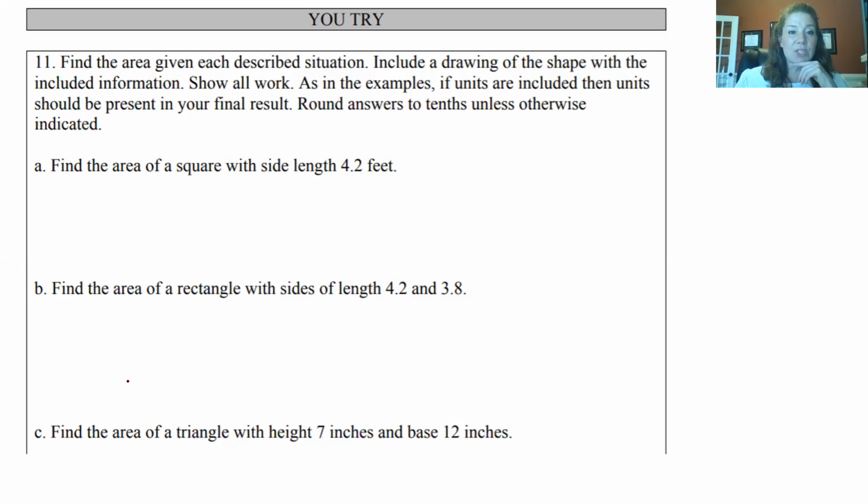Find the area of a square with side length 4.2 feet. So we're just simply going to multiply 4.2 by itself, or in other words, we are squaring 4.2. So 4.2 squared is 17.64, so 17.6 feet squared. That's the area of a square with a side length of 4.2. All right, then if we have a rectangle, that's 4.2 times 3.8.